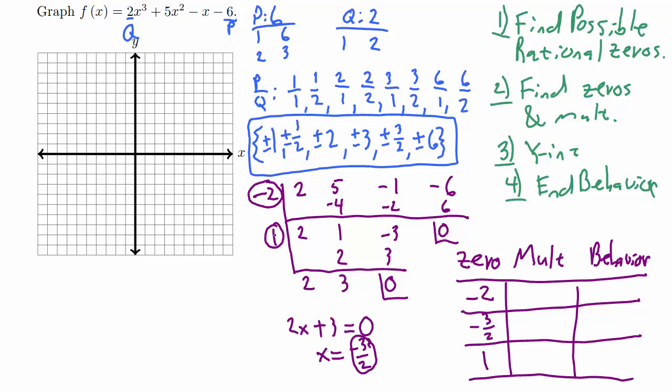Let me do something that is not actually happening just to show you what can happen. So instead of, let's say it wasn't 2 and 3 here, let's say it was 3 and 3.